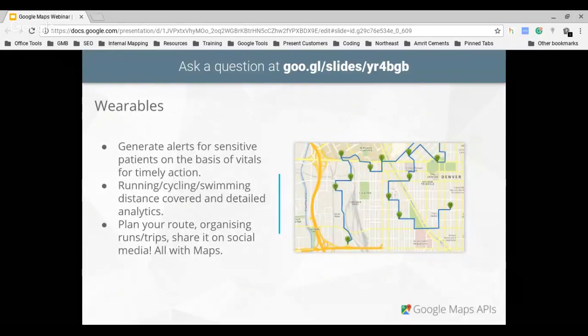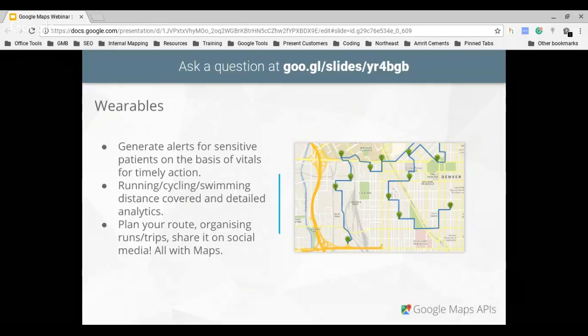Finally, we have wearables, right? Wearables can generate alerts for sensitive patients on the basis of vitals for timely action, right? And to respond to these, you can use Google Maps to locate the people who are actually in distress or in need, right? So, for example, there is a heart patient who has a wearable on their hand and they are traveling, right? In case of distress, you can easily find them, reach out to them, and make sure that they get the proper treatment that they need, right?